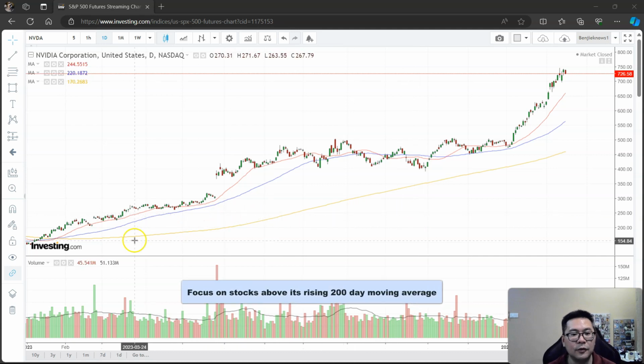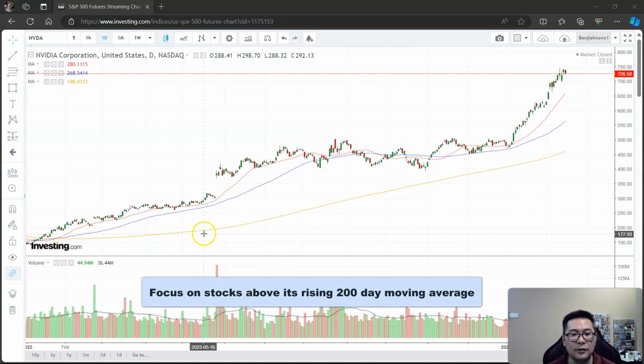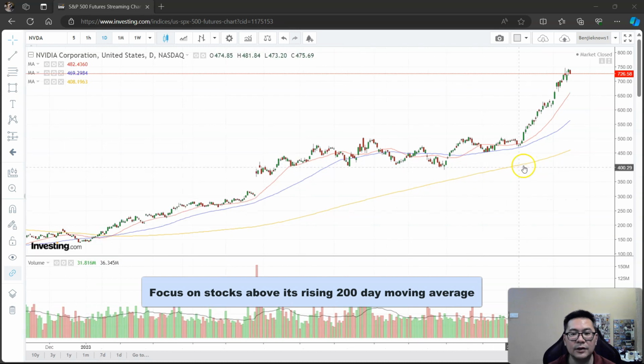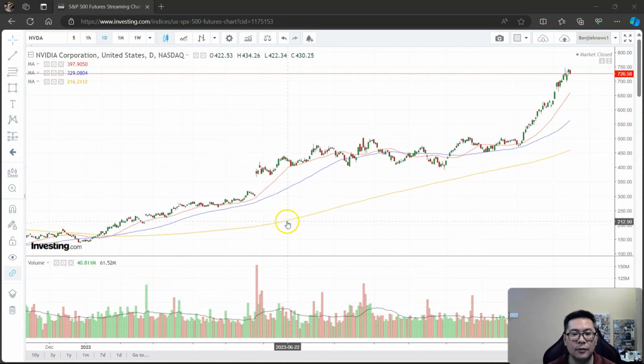First of all, you want to focus on stocks that are above their rising 200 MA. So this is the 200 MA. When the stock is above the 200 MA, that means it's long-term bullish, and breakouts, gaps, dips are buyable. So it makes sense to focus on stocks that are above their rising 200 MA.